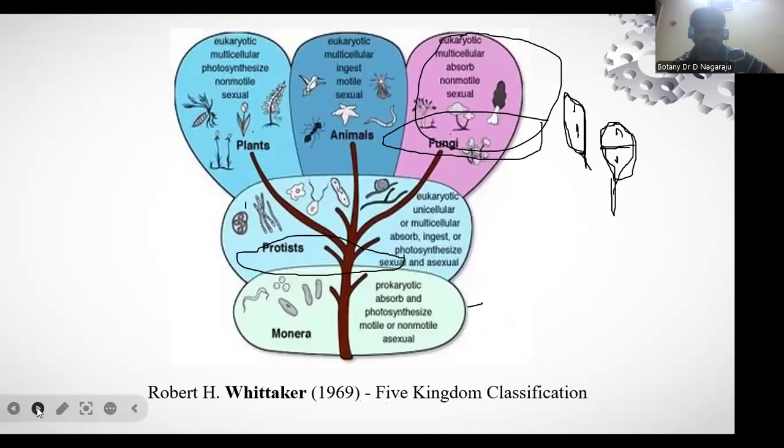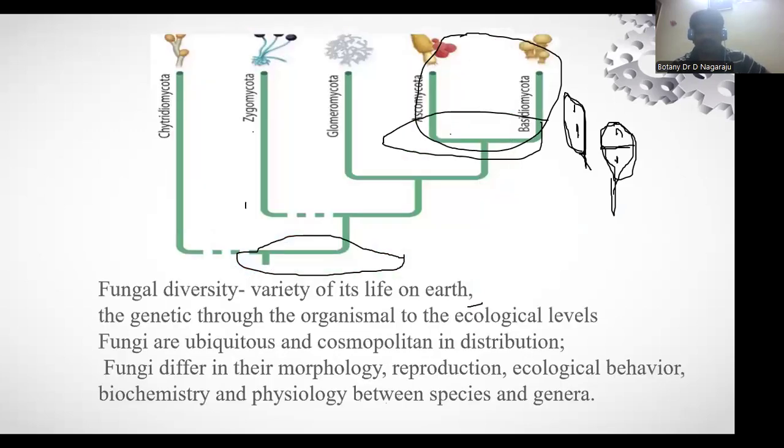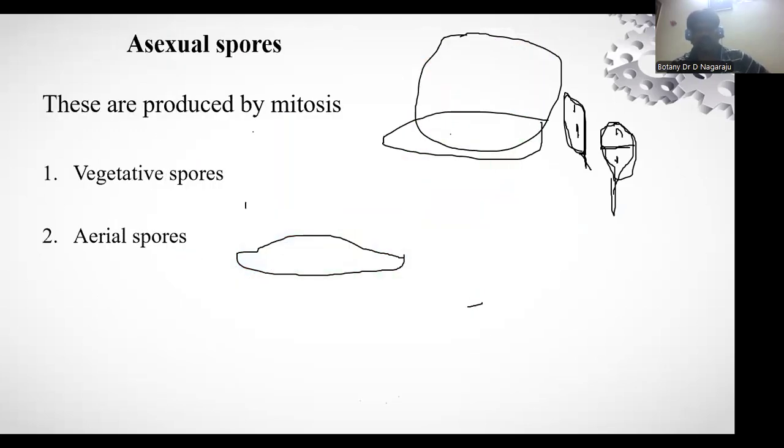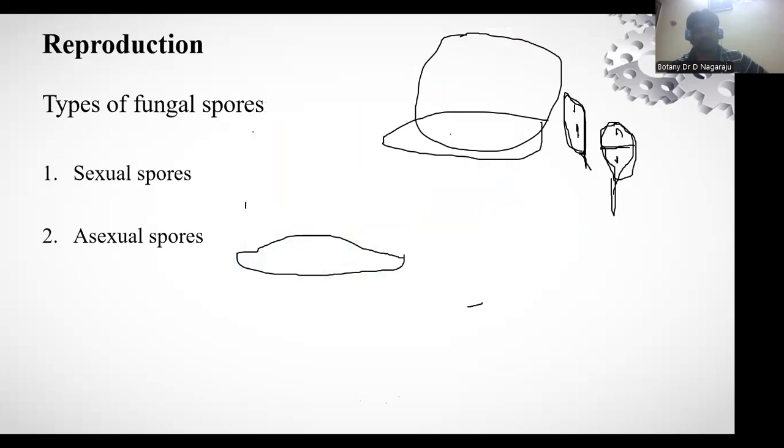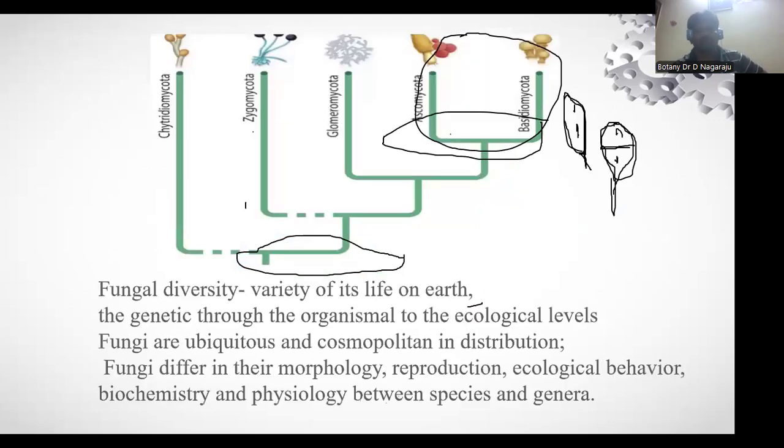The classification we already studied earlier: Whittaker's five kingdom classification. As per Whittaker classification, fungi is a separate group of organisms, not included in the plants. Plants and fungi are separate. Next, we will discuss classification and reproduction. A lot of time has gone, so we will conclude.